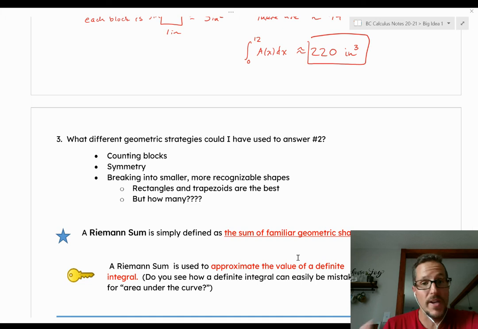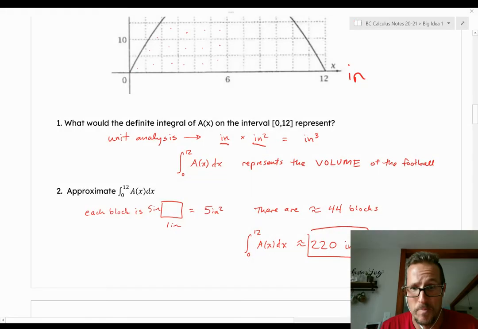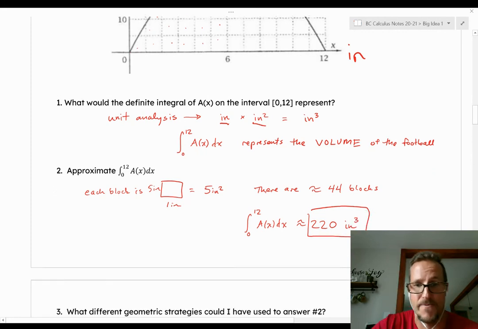Okay, we know what a definite integral is. It's a product of x and y. I'm going to use that with my unit analysis to figure out what a definite integral represents. But going back to that previous problem, is there a better way than counting blocks? I mean, that seems like a pretty slow way of estimating the value of a definite integral.